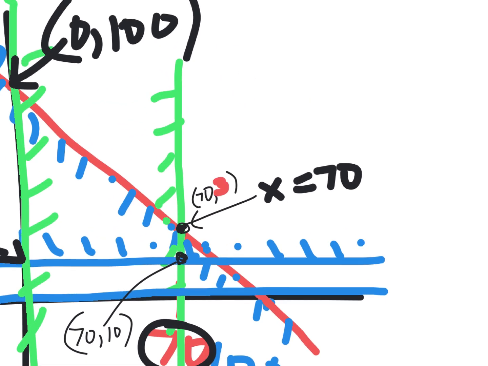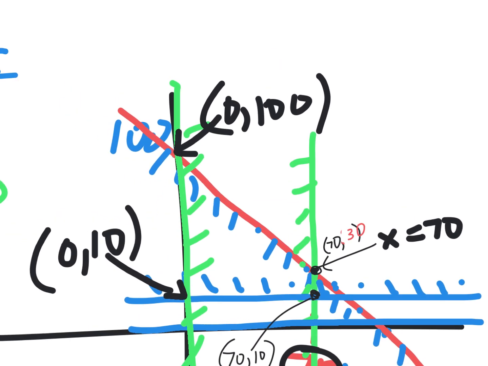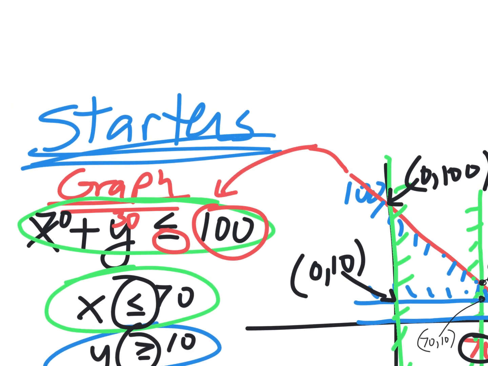Did anybody figure out that that was 70 comma 30 before I said it? All right, that's the hardest kind. You had x is 70 because it said so. It was right on the line. You just stick the 70 in the other equation then. This red equation right here came from this equation right here. And so we stick the 70 in there. We can figure out that the y must be 30.